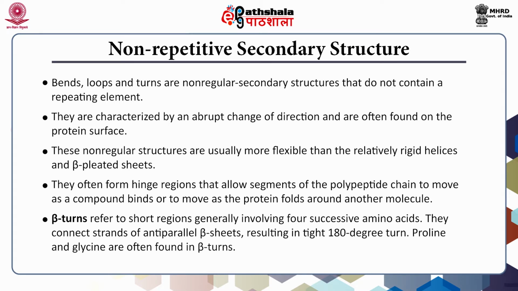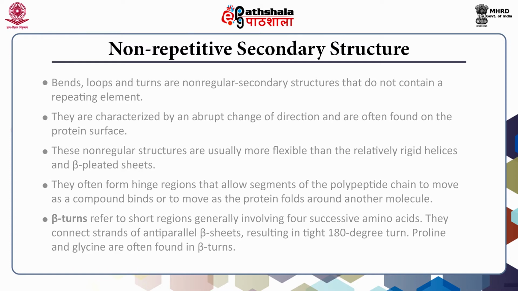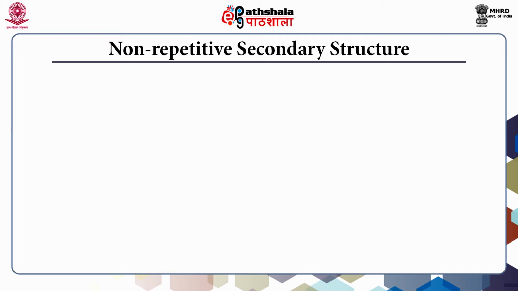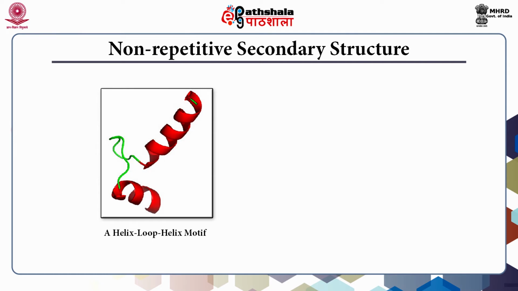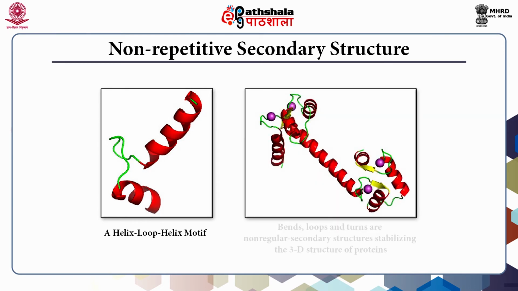Beta turns refer to short regions generally involving 4 successive amino acids. They connect strands of anti-parallel beta sheets, resulting in a tight 180-degree turn. Proline and glycine are often found in beta turns. In this slide, we look at non-repetitive secondary structure examples: a helix-loop-helix motif and bends, loops and turns, which are non-regular secondary structures that are involved in stabilization of the 3D structure of proteins.